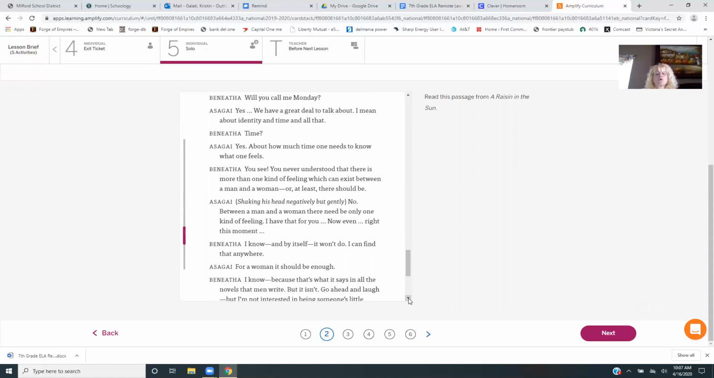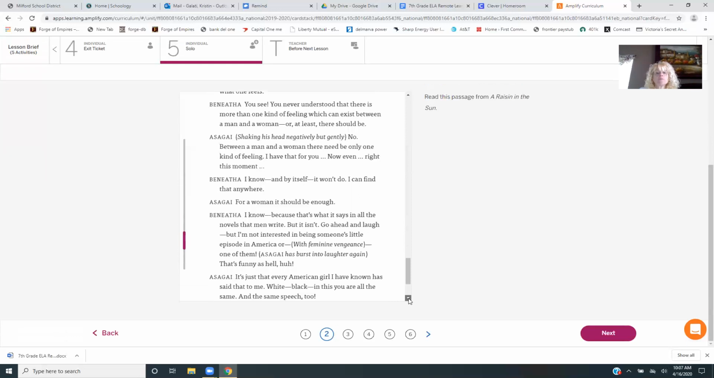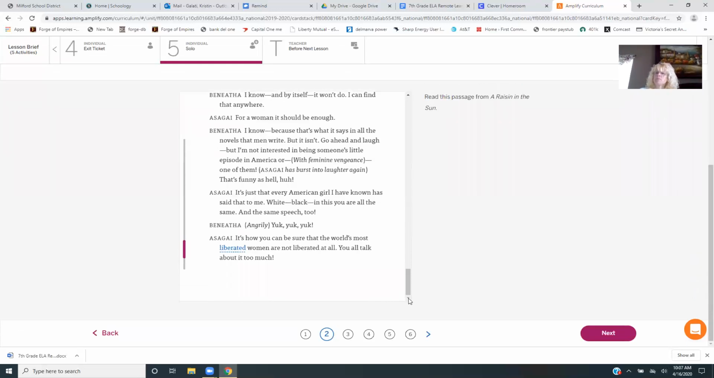Beneatha, I know, and by itself, it won't do. I can find that anywhere. Asagai, for a woman, it should be enough. Beneatha, I know, because that's what it says in all the novels that men write, but it isn't. Go ahead and laugh, but I'm not interested in being someone's episode in America or with feminine vengeance. One of them. Asagai has burst into laughter again.